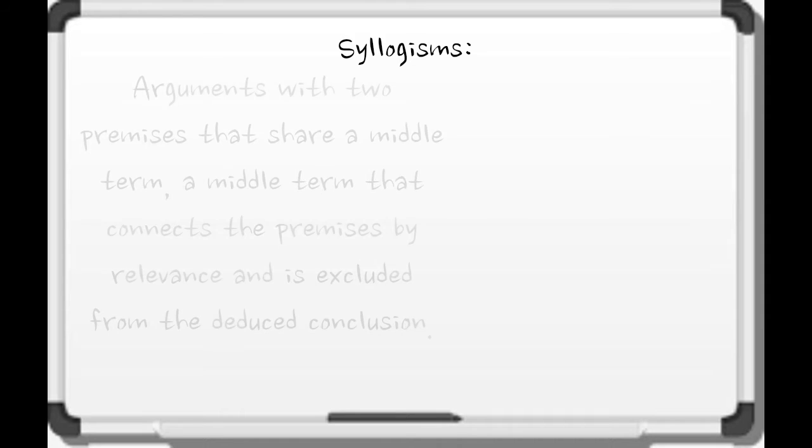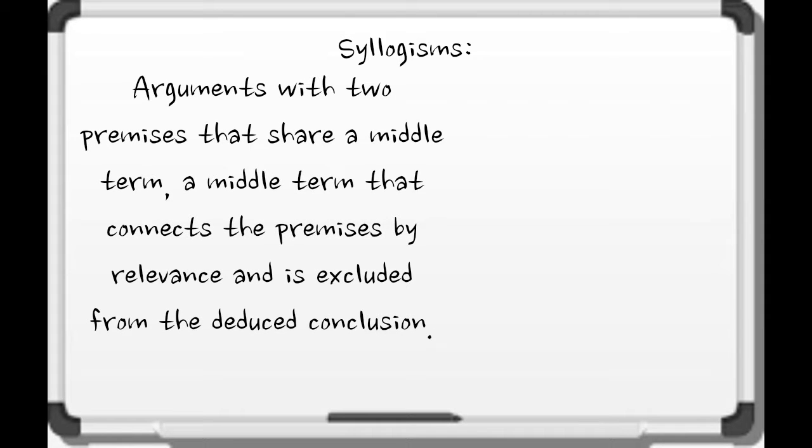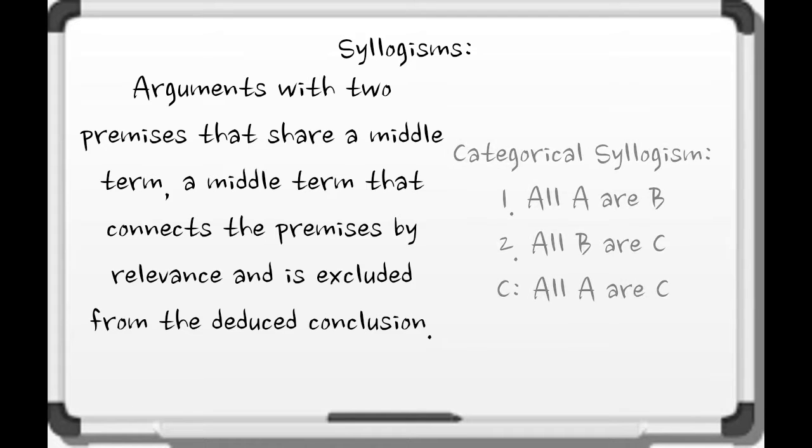A syllogism is an argument with two premises that share a middle term that connects the premises by relevance and is excluded from the deduced conclusion. A categorical syllogism is an argument that sorts things into categories or excludes them from categories. Like any complete syllogism, they have two premises and one conclusion. The giveaway words to notice a categorical syllogism are the words all, some, or no. These are similar to indicator words that you'll learn about in critical thinking.